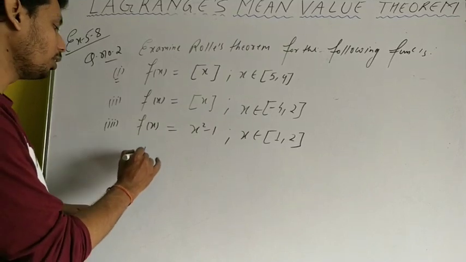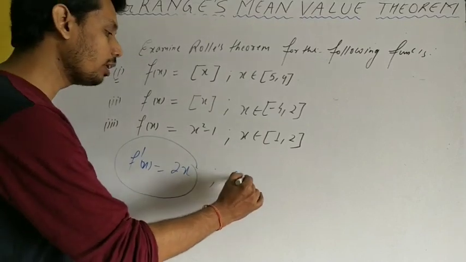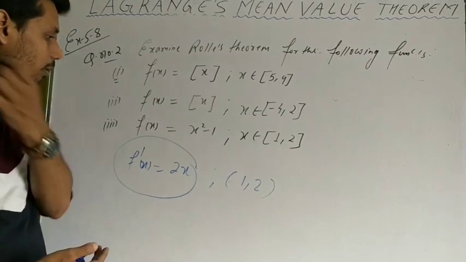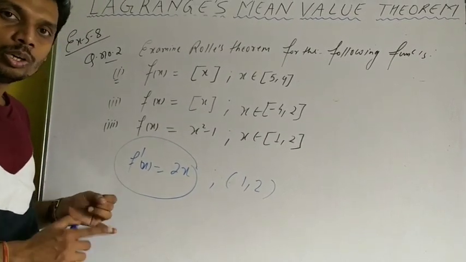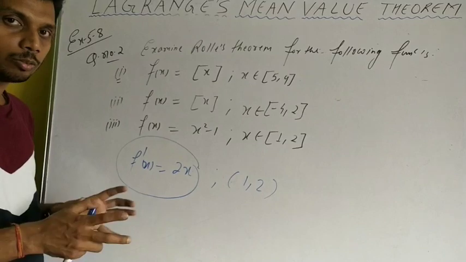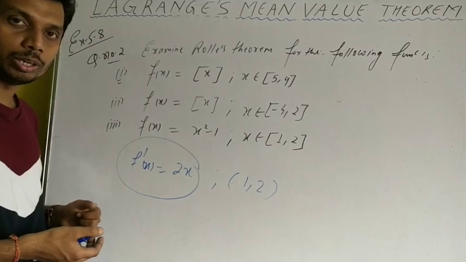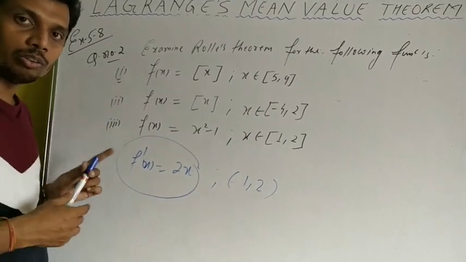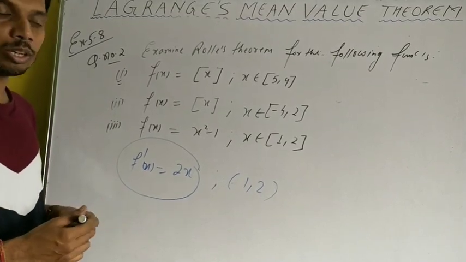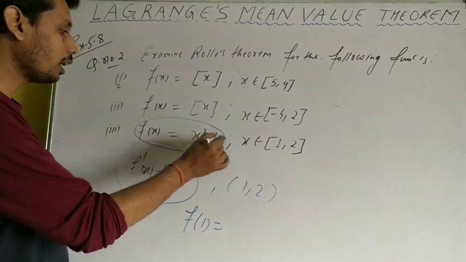Now the second part: if we determine the value of f'(x), we will get 2x. This 2x clearly exists in the open interval (1, 2). So again the function is differentiable in the open interval (1, 2). The first part, that the function is continuous in the closed interval [a, b], is satisfied. The second part, that it should be differentiable in the open interval (1, 2), is also satisfied. And the third, in the case of Rolle's theorem, we go for the values of f(a) and f(b) and compare those two values to see whether they are equal or not. So now let us determine f(a), that is f(1). Now see, this is f(x), f(1) will be equal to what?